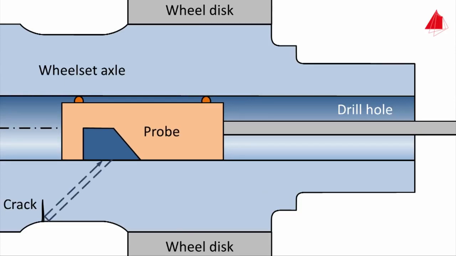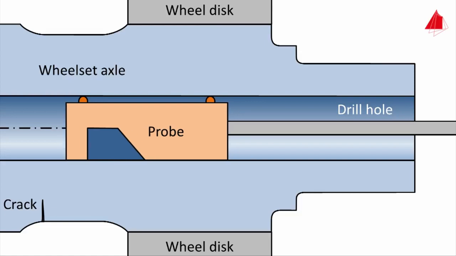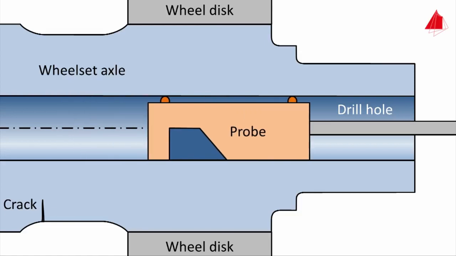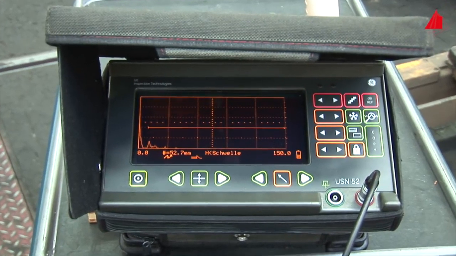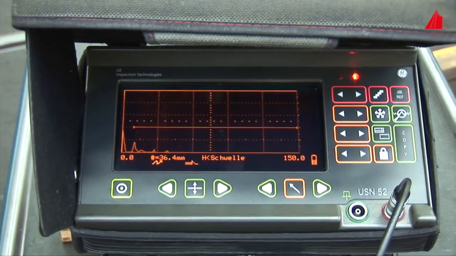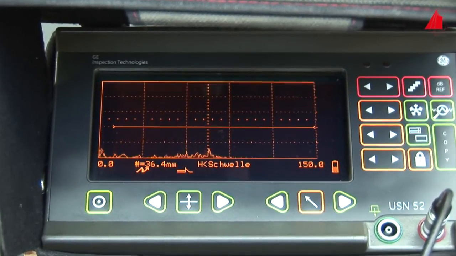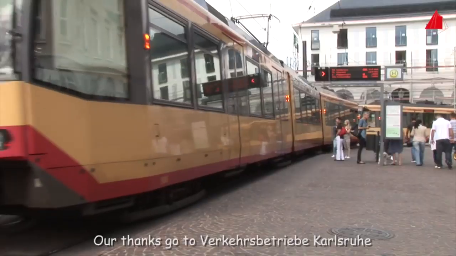defect echo is recorded. It is important to note that also the shape of the wheel set axle may lead to an echo, for example at shoulders. These are so-called contour echoes. In this particular case, only contour echoes are recorded. No abnormality has been detected. The wheel set axle is perfect and can be used again to transport many passengers until the next examination becomes due.